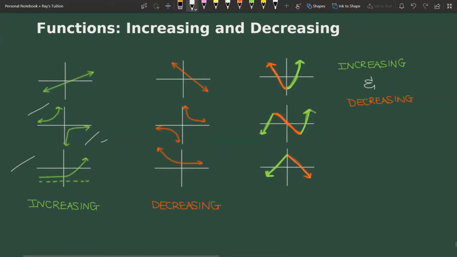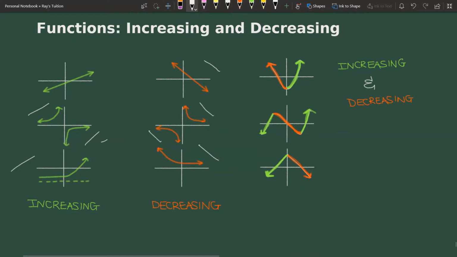In the second case, we have decreasing functions. So here is a straight line graph again, but this time the gradient is negative. Here we have a hyperbola again, but again you can see the overall gradient is in the negative direction. And once again we have an exponential graph, and the exponential graph is also in the negative direction. So these ones are decreasing over the whole domain.